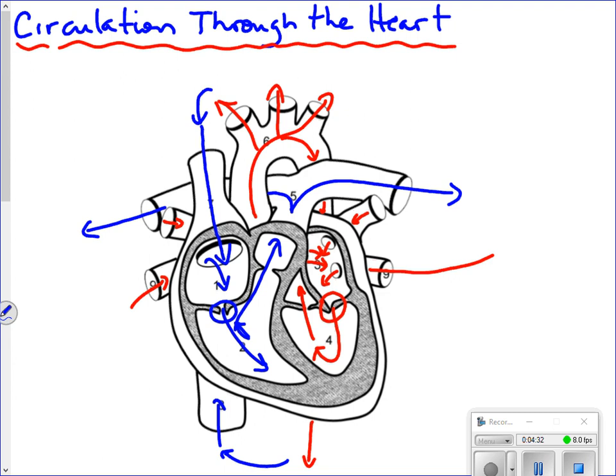Now, the way I've described it, there are 4 major events. The right atrium contracts. Then the right ventricle contracts. Then the left atrium contracts. Then the left ventricle contracts. But we all know from listening to our own heartbeat that it contains 2 parts, not 4.